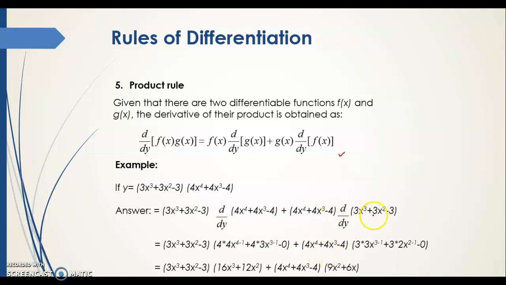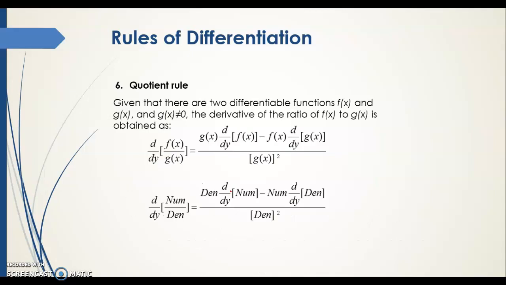The derivative of the first function is 3 into 3x raised to power 3 minus 1. Then 3 into 2x raised to power 2 minus 1, and for the constant it is 0. So when you simplify it, it will become 16x cube plus 12x square, plus the second function as it is, 9x square plus 6x. So this is the derivative of these two functions. I hope this is clear.